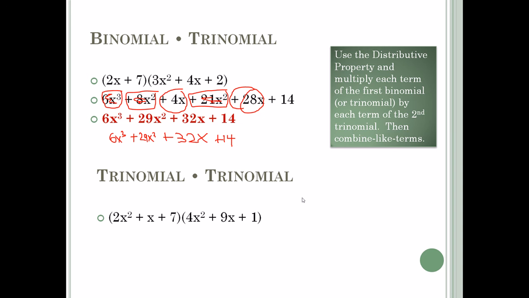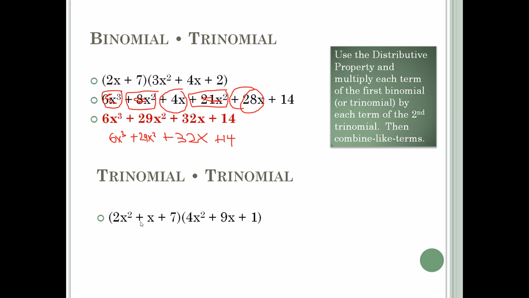I had to take a deep breath. This is going to be long. 2x squared times 4x squared is 8x to the fourth power. 2x squared times 9x is 18x to the third power. And 2x squared times 1 is 2x squared. All right, we're done with that one.